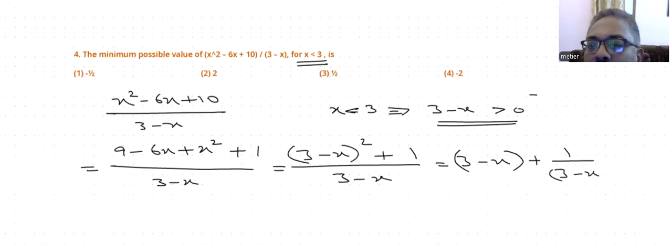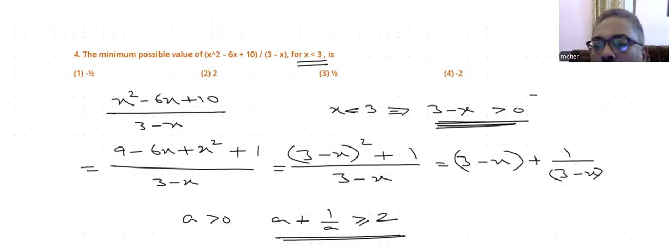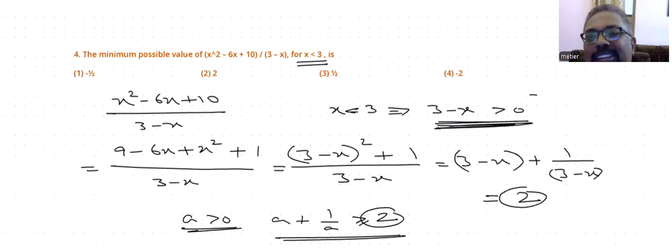3 minus x is positive. In algebra class, we have discussed this kind of thing. If a is positive, then a plus 1 by a will be greater than or equal to 2. So the minimum value will be 2. Here also our minimum value will be 2, because it is in the form of a plus 1 by a, and a is positive, that is given here. Again, I am saying this thing: all the data are well set. You have to keep your thinking process calm and cool and go with the very basic things in algebra, and you will be able to solve it.